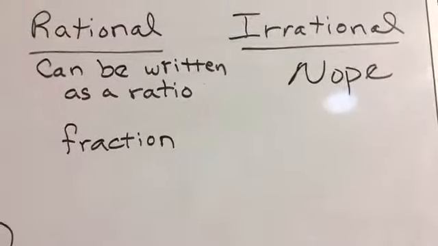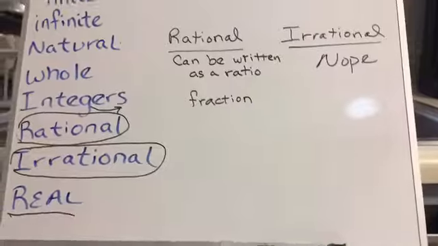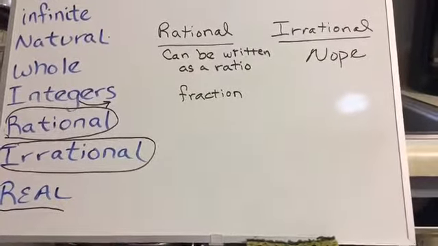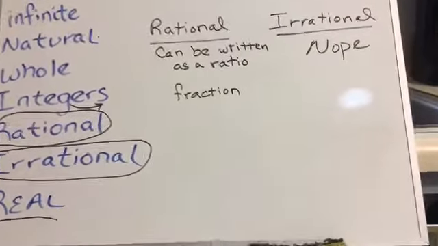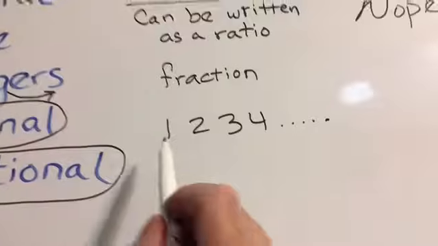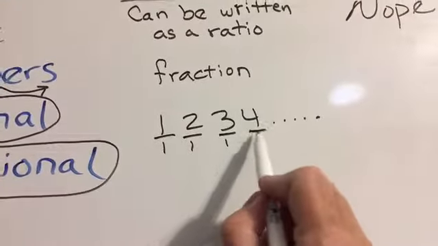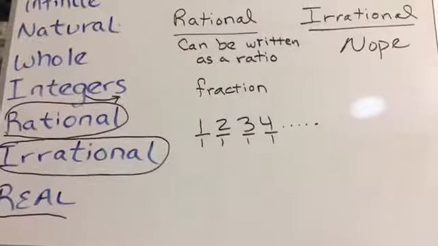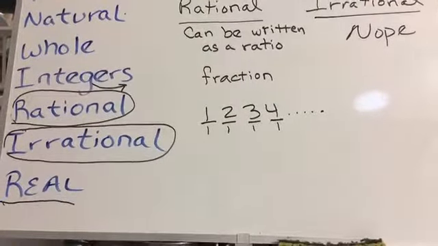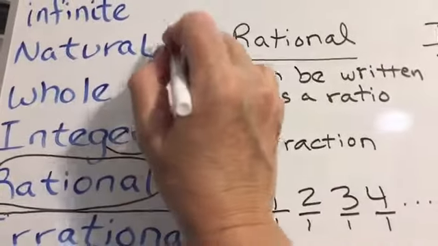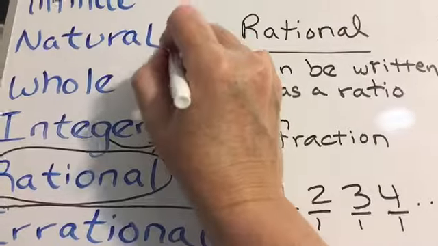Well, let's look at our list of numbers over here. Okay, can natural numbers be written as fractions? Well, remember natural numbers are 1, 2, 3, 4. And any one of those numbers can be divided by 1 and expressed as a fraction. So, natural numbers are going to be rational.